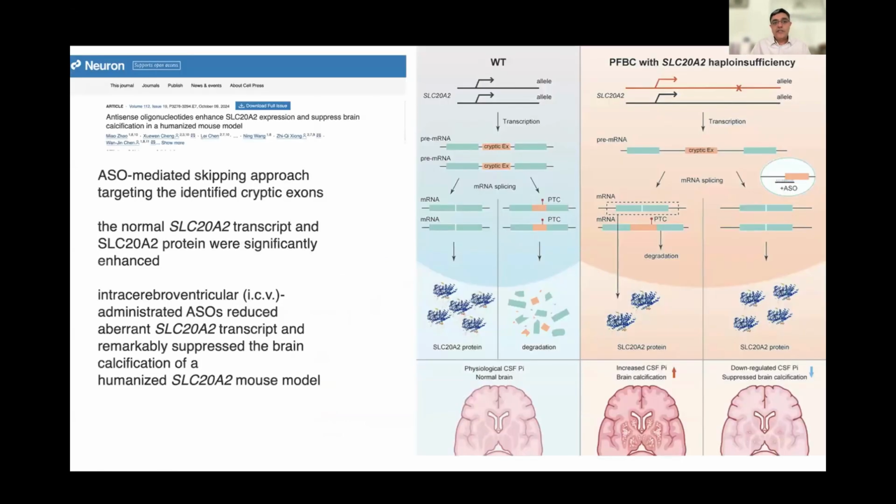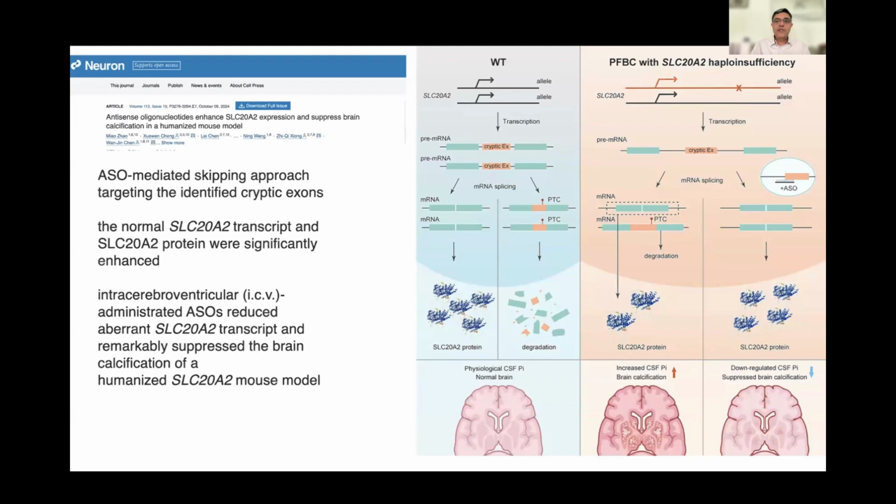So there's now this approach, and SLC20A2 is one of the commonest genes that is known to cause brain calcification. And some brilliant colleagues in China have come up with this idea of developing an ASO to prevent the wrong signaling from SLC20A2 gene mutation.